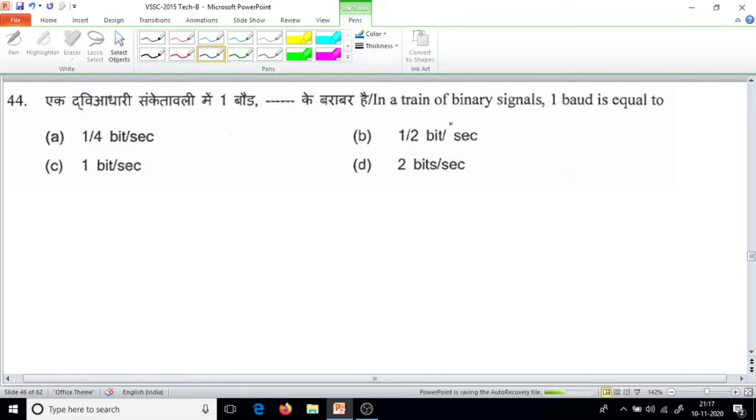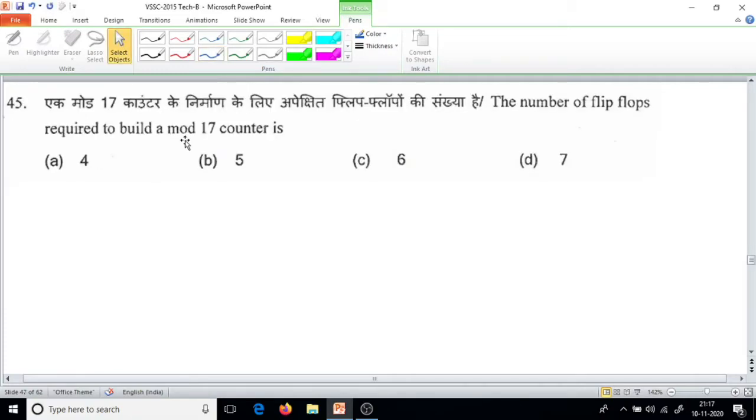In a train of binary signals, one baud is equal to what? Baud is the unit of signaling rate. If we are sending 1 bit per second, that is known as one baud.